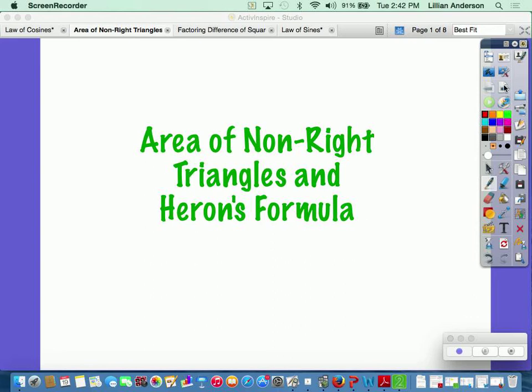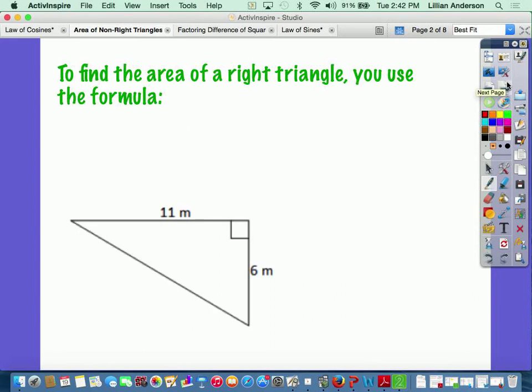Do you guys remember the formula to find the area of a right triangle? Which one? One half base times height. That was the area to find a triangle. That's what you guys know now. After today, you will know how to find the area of any type of triangle, whether it's right or not right. So here's an example just to refresh your memory.